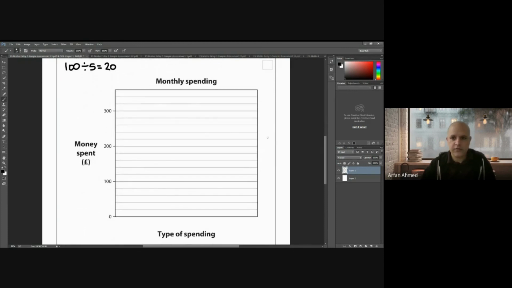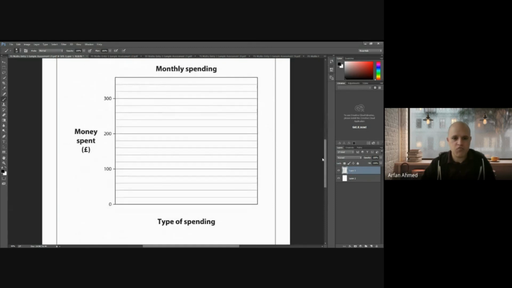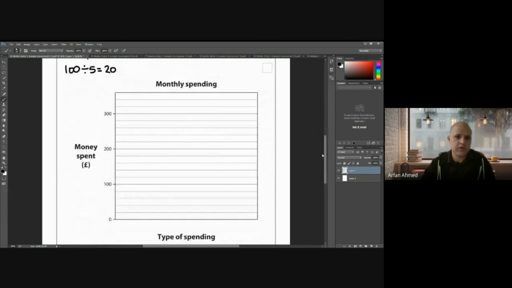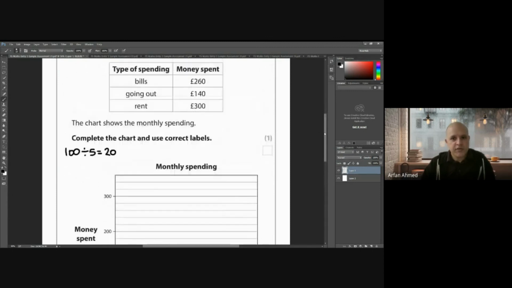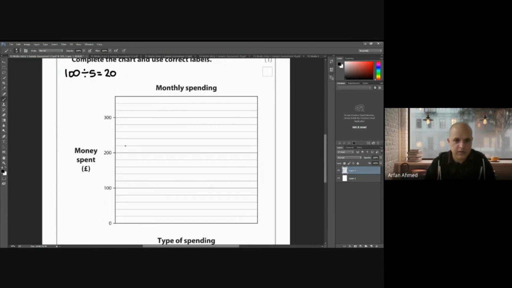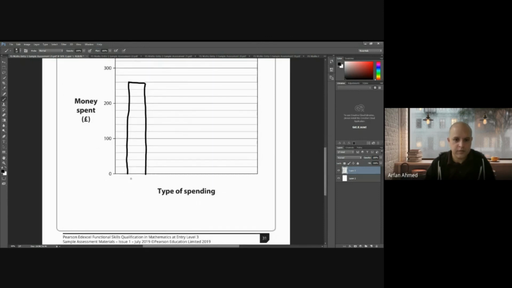260 is, what was the first one? Sorry. Bills. It's only 1 mark for this question. Again, don't spend ages on this. 260, I can show you dead quick. 260 is going to be, that's 20, 40, 60. So obviously you guys use a ruler. And that's going to be for, what was the first one? Bills. Yep, you have to label it.